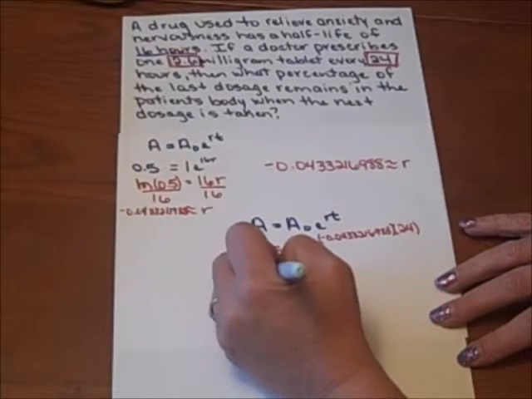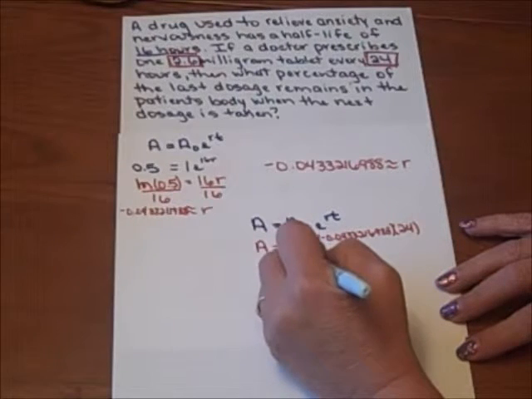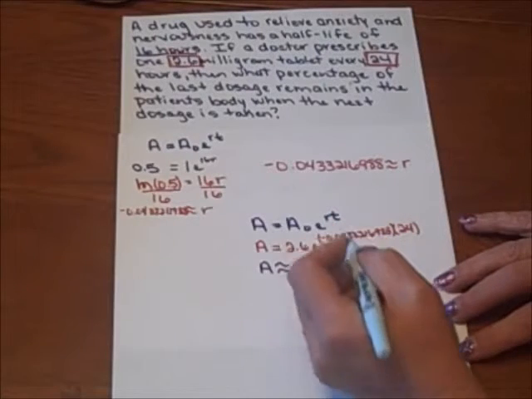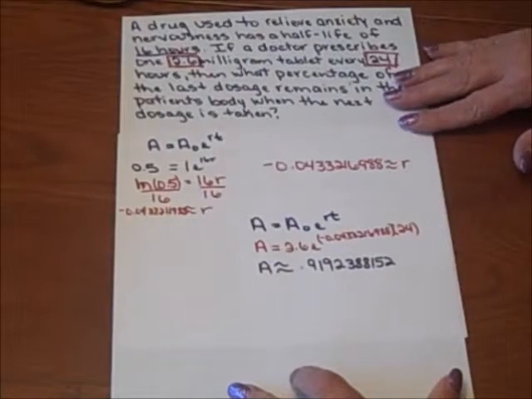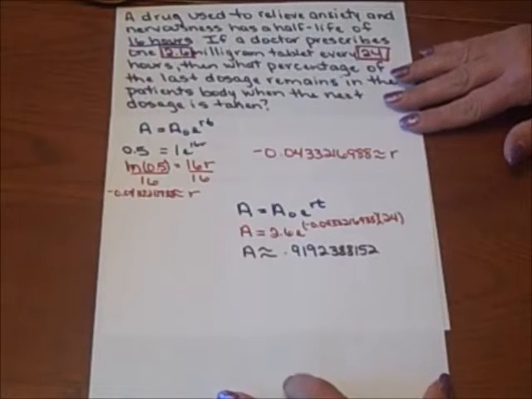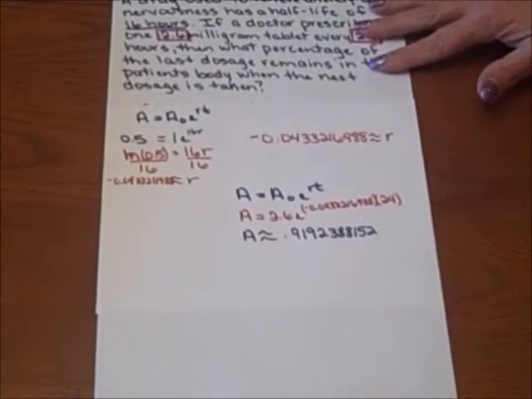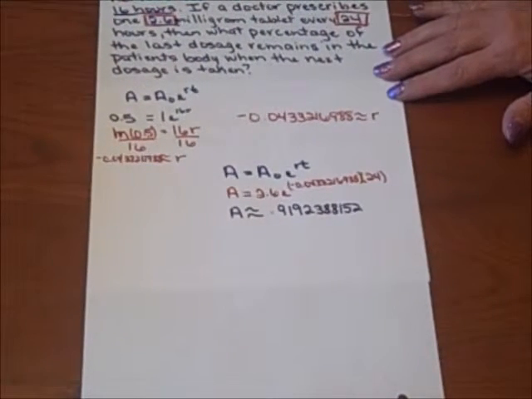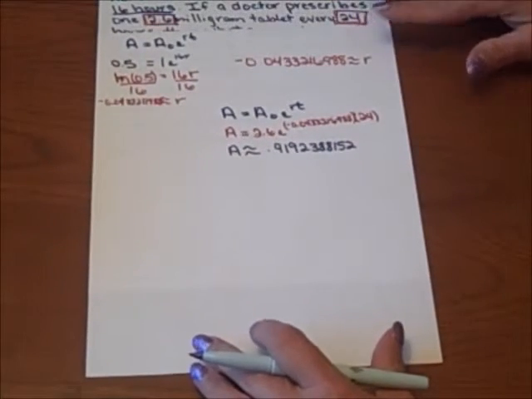And once you do that, you will find that A is 0.912388152. So now we know how much of the medication dosage is left in the body when the next dosage is taken. The only problem is this is not a percentage. So we now have to find the percentage.